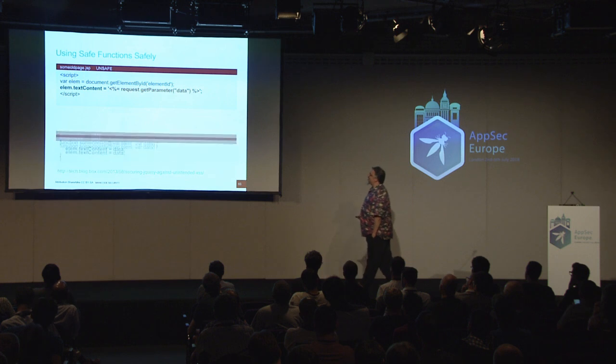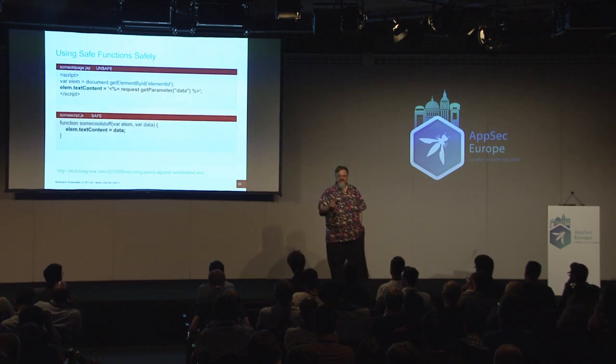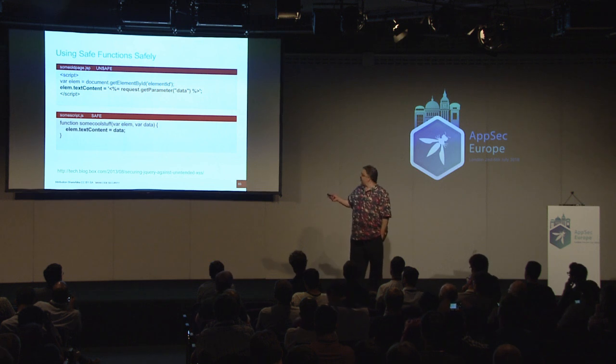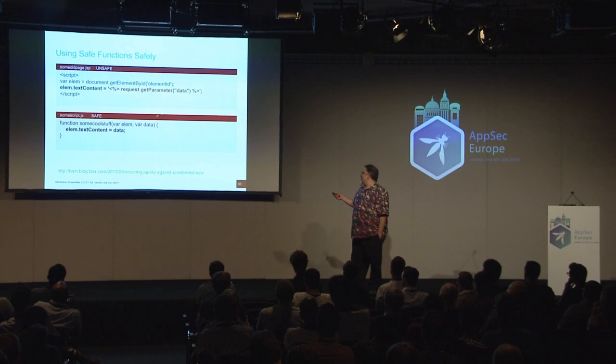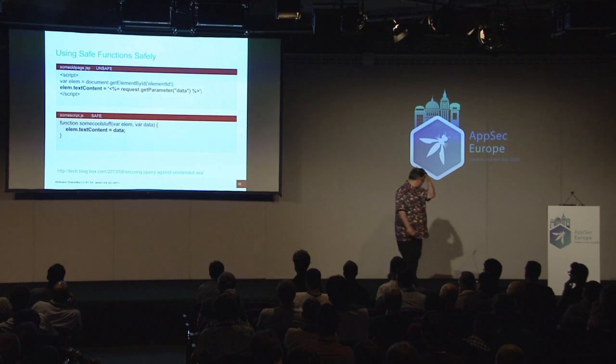So what does this slide mean? Remember, I just said that textContent is safe, but some developer used it like this in a JSP, and this led to XSS, whereas this use of textContent is completely safe. Why is textContent dangerous here? And why is textContent safe there? Any thoughts, folks?